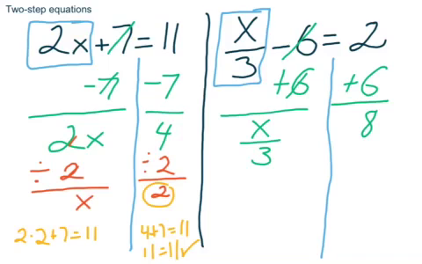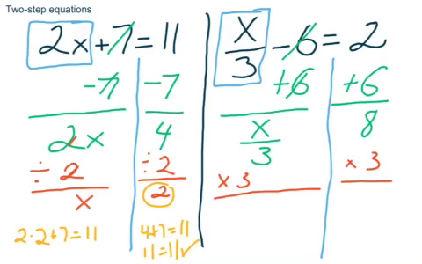Now, the coefficient with this x is being divided by 3. It's the same thing as saying that x is being multiplied. You could have also written it like this, 1/3 x. These are the same things, 1/3 times x and an x divided by 3. But what we need to do is the inverse operation, and so that means that we're going to multiply both sides by 3.